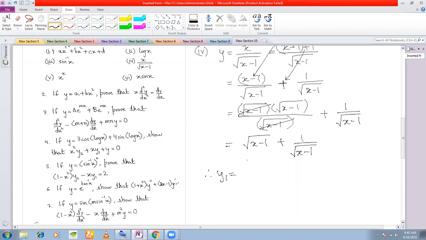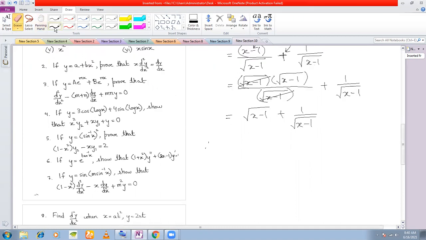y1 is dy/dx. First write differentiating both sides. Differentiating both sides with respect to x, we get y1 is equal to dy/dx is equal to, if you differentiate root of x minus 1, you get 1 by 2 root x minus 1.